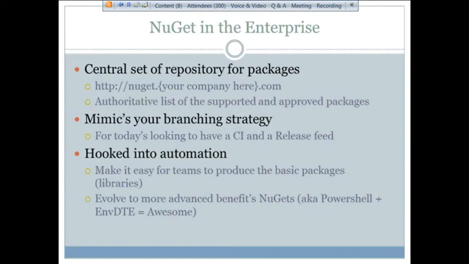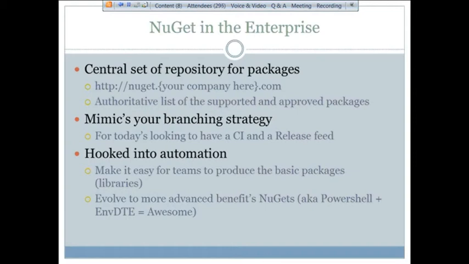A standard place where you could go and configure Visual Studio that would have maybe a series of feeds, right? It'd be an authoritative list of supported and improved packages. Where it comes to the process is it will mimic a branching strategy. For today's example, we're going to look at a very basic one, a CI and a release feed, and then we're going to hook it into some automation.